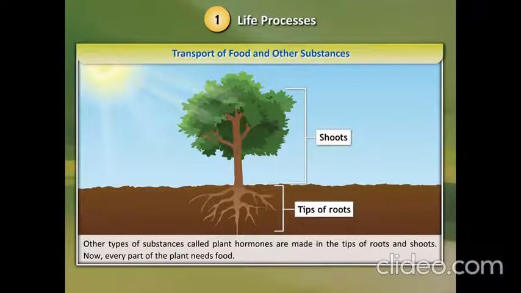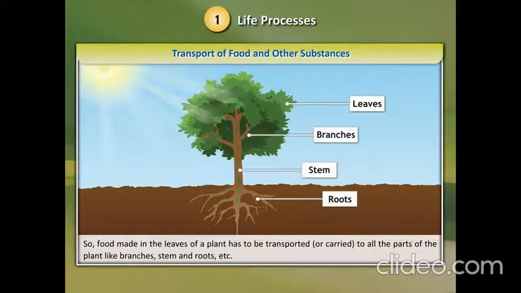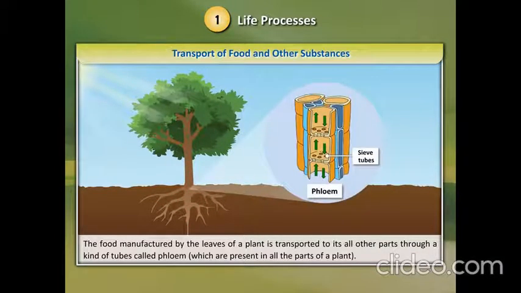Now every part of the plant needs food. So, food made in the leaves of a plant has to be transported or carried to all the parts of the plant like branches, stem and roots, etc. The food manufactured by the leaves of a plant is transported to all its other parts through a kind of tubes called phloem, which are present in all the parts of a plant.